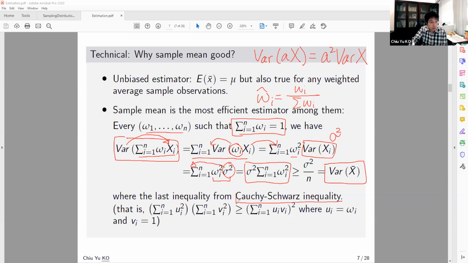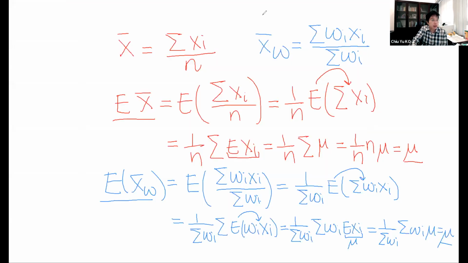We won't prove it, but we will show you the following. Cauchy-Schwarz inequality is the following. Let me use the other whiteboard to explain what it is. Maybe I can clean this up. Okay, Cauchy-Schwarz inequality is like this.